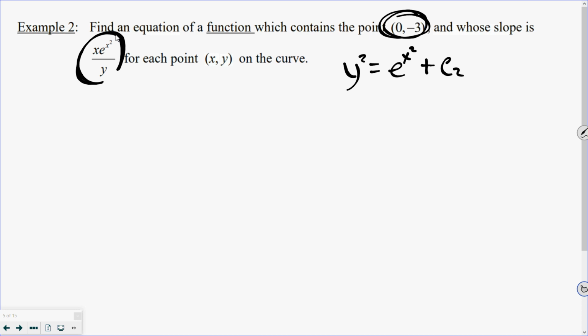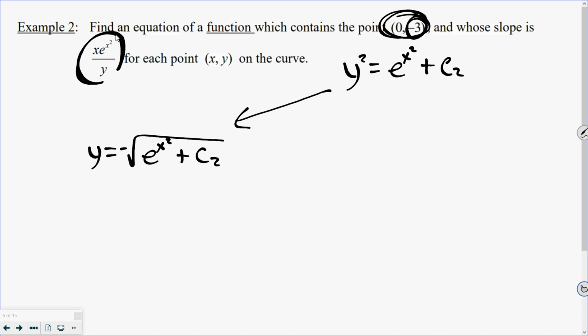So one is I could solve for y first. So here's the first way I could find c. If I solve for y, I get y equals the square root of e to the x squared plus c2. And it could be a plus or a minus, because I took the square root of both sides. Well, square roots never equal a negative, so the only way I'm going to get a -3 back out is if it's a negative. So I had two possibilities. It could be a positive square root of e to the x squared plus c, or it could be a negative square root of e to the x squared plus c. Well, the square root's always positive, so it would have to be a negative square root of e to the x squared plus c in order to get a -3 back out.